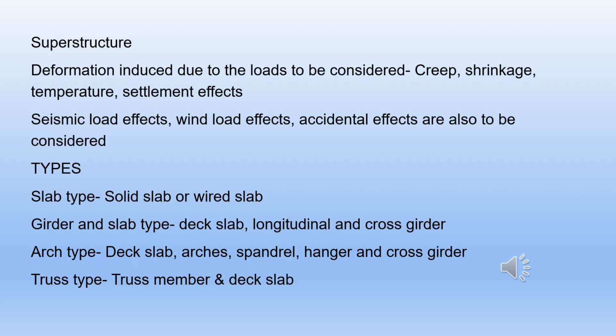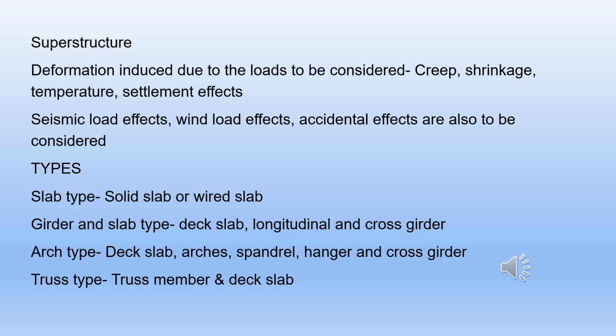Let us discuss the various types of superstructure. The 4 common types of the superstructure are slab type, girder and slab type, arch type, and truss type. For a slab type superstructure, the solid slab or voided slab is the only constituent of the superstructure. For a girder and slab type, the deck slab and longitudinal and cross girders constitute the superstructure. In the case of the box girder, both the deck slab and girder form a composite unit. For an arch-type superstructure, the deck slab, arches, spandrels, hangers, and cross girders constitute the superstructure. For truss type, the truss members along with the deck slab form the superstructure.